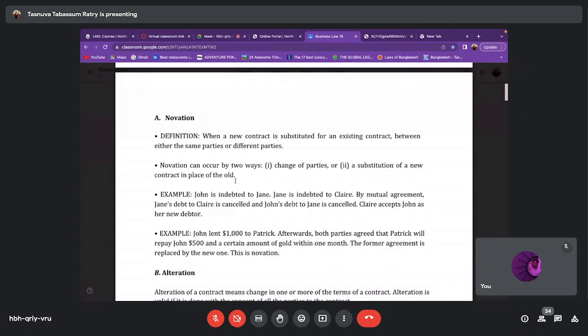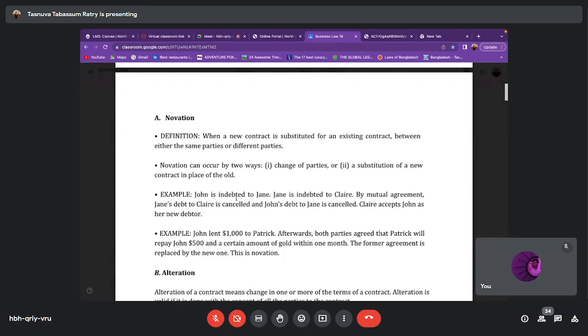Now, the three of them decide that they want to mutually agree to terminate the contracts between them. So by mutual agreement, John and Jane's contract has been cancelled and Jane and Claire's contract has been cancelled. Now there is a new agreement where John is the debtor and Claire is the creditor. So instead of paying Jane, John directly pays Claire.